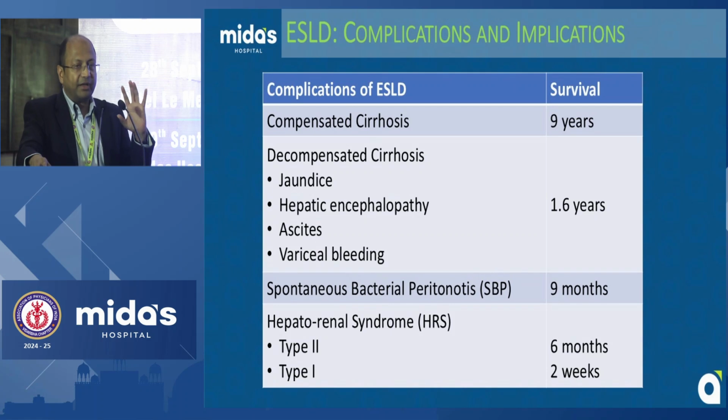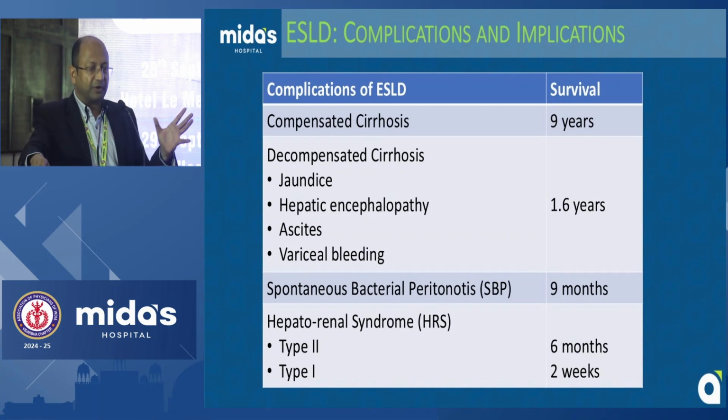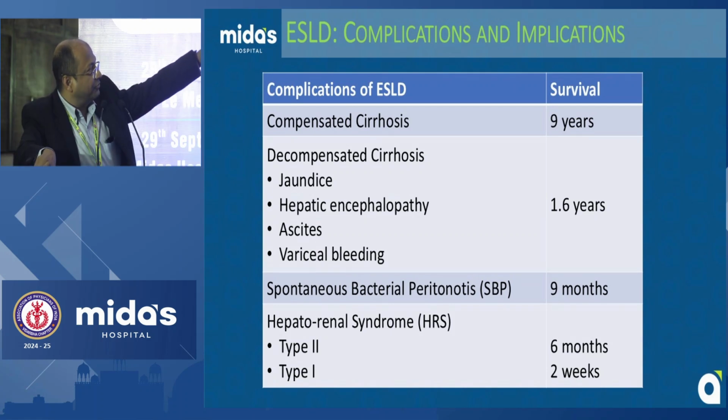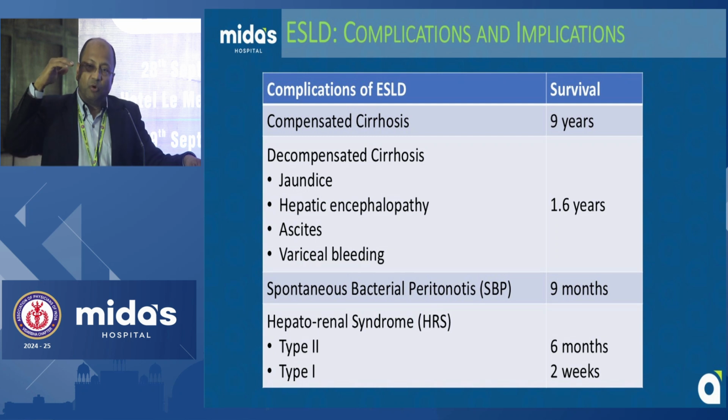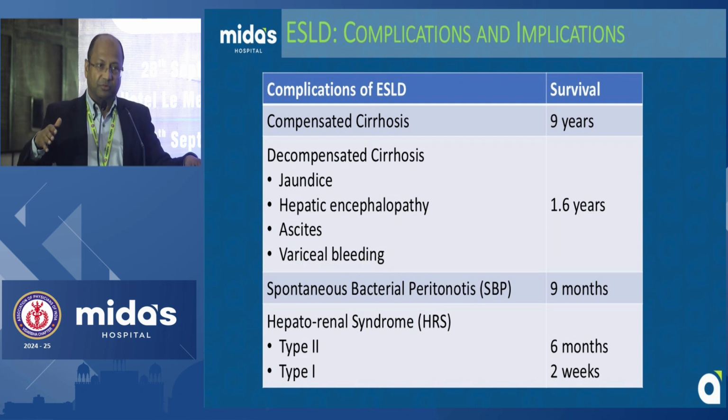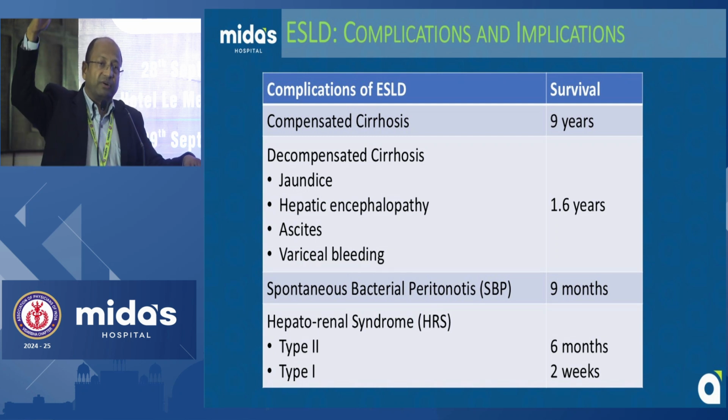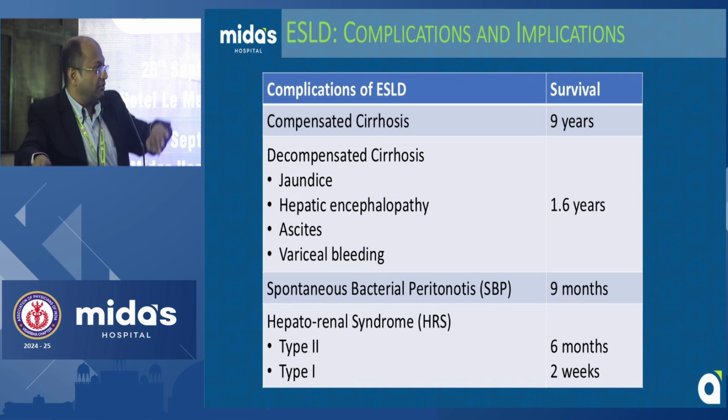So the only time generally when you will suggest a transplant to somebody is when they develop one of the decompensations which are listed there: jaundice, encephalopathy, ascites or variceal bleeding. Because the moment you develop one of these for the first time, your expected survival goes from 9-10 years to about 1 year, and that is when transplant benefits over your medical treatment.